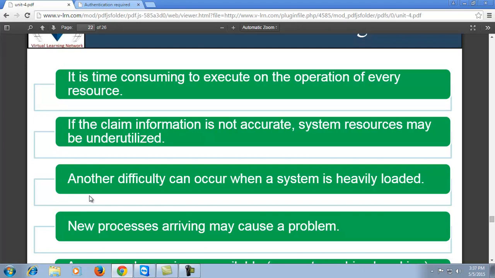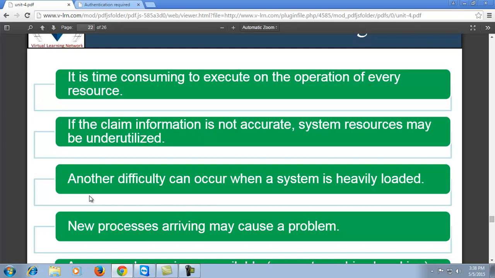Next is another difficulty that can occur when a system is heavily loaded. When we allocate n number of resources to n number of processes, then a situation arises where the system gets overloaded and cannot handle the computations related to allocation and related to release of the process and release of the resources by the processes.